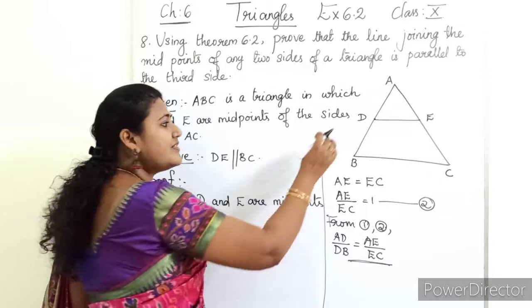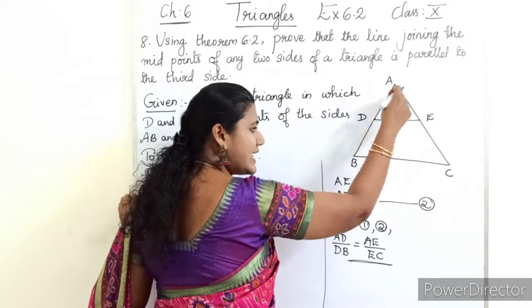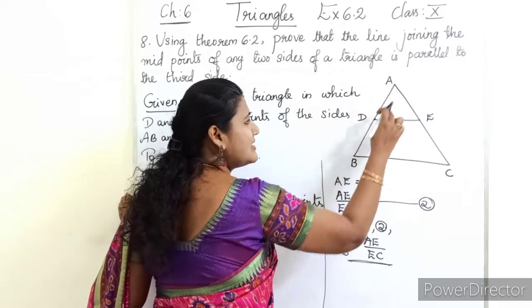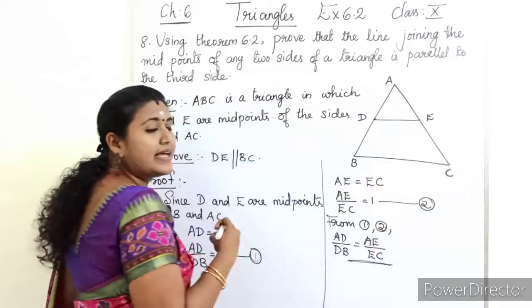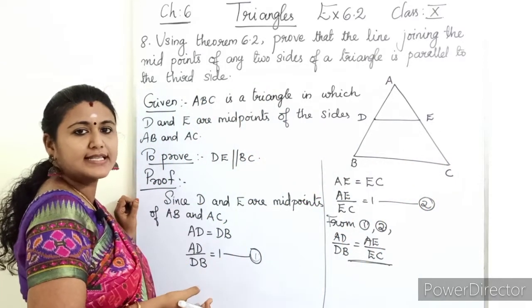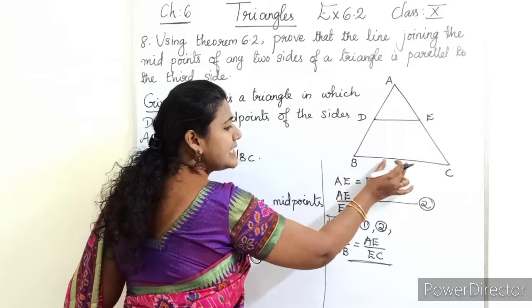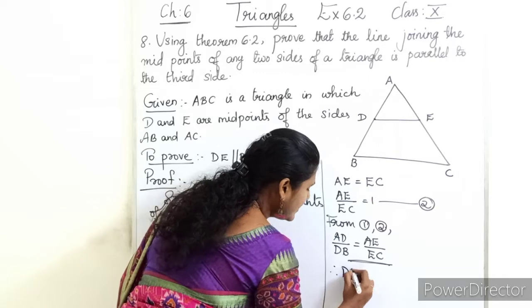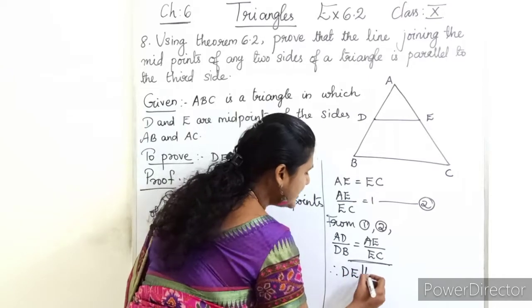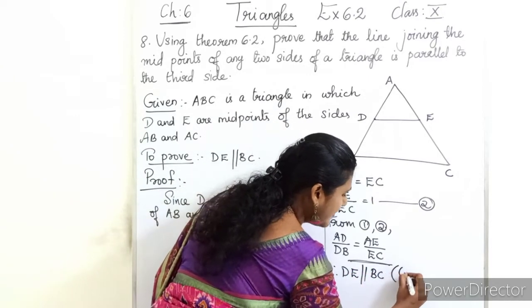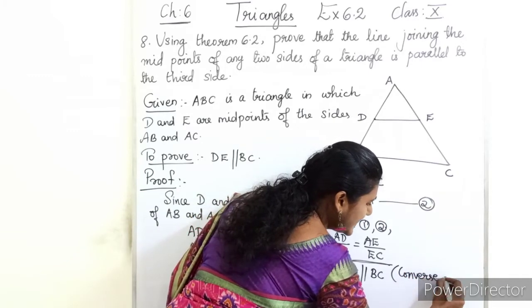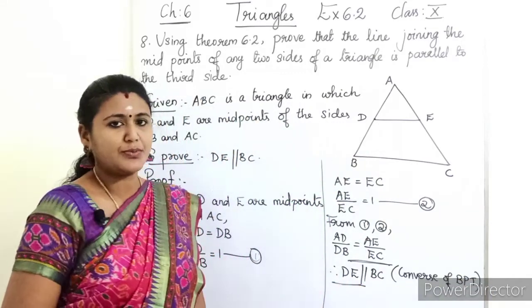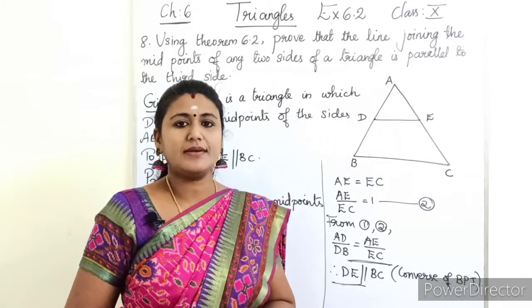In a triangle, if D and E are points on the sides AB and AC, and it satisfies the condition AD by DB is equal to AE by EC, then by the converse of basic proportionality theorem, we can say that the line DE is parallel to BC. So we can write, therefore, by converse of basic proportionality theorem, DE is parallel to BC by converse of BPT. So this is how we have to prove. Now we will see the next question.